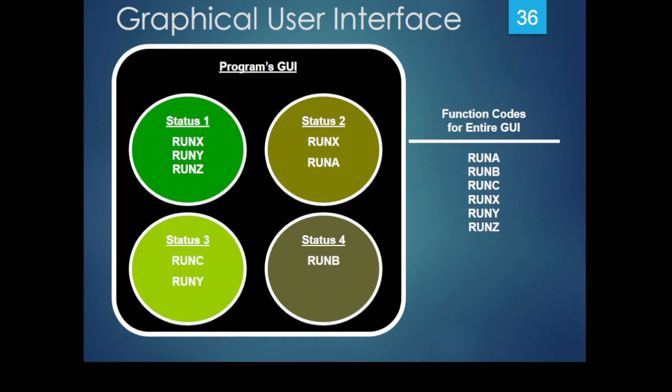Here run Y is already used in status 1, whereas run C is a new function code. In the last status, status 4, we have run B. This is the only function code used in status 4. As a whole, in the entire GUI, we have run A, run B, run C, run X, run Y, and run Z. We have 6 types of function codes. Hope you understand.